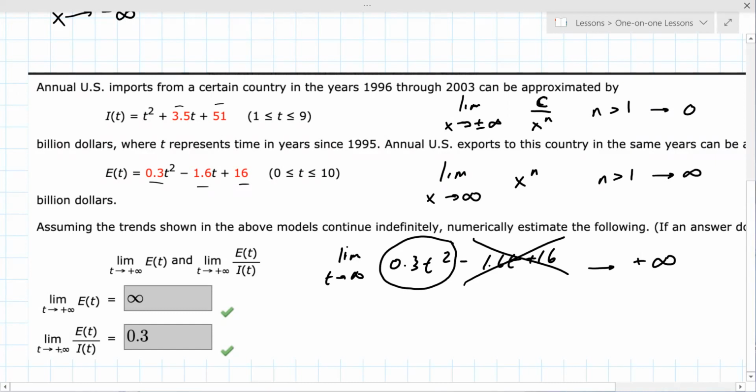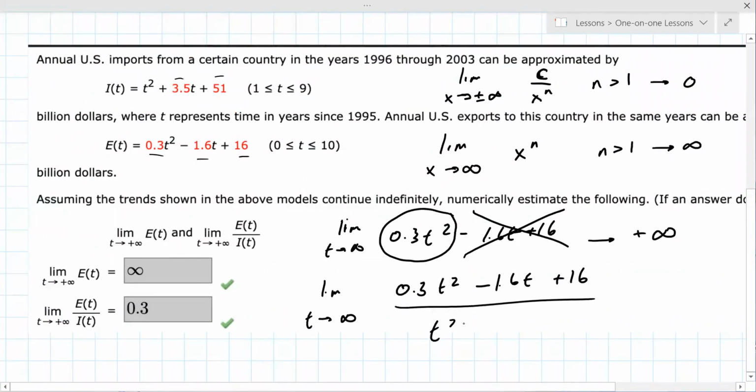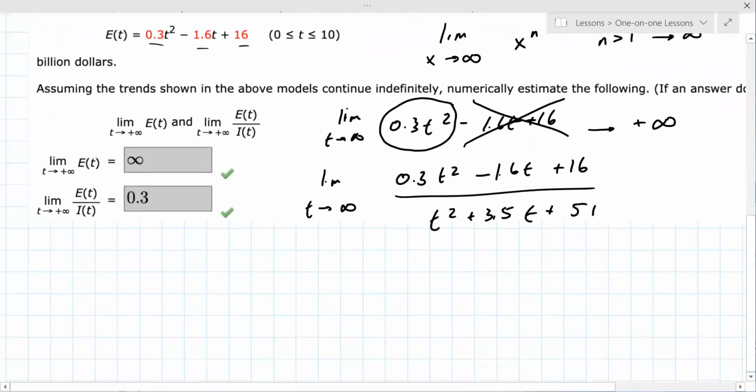So the next one here is the limit as t goes to infinity of E of t over I of t. So it's 0.3t squared minus 1.6t plus 16 over t squared plus 3.5t plus 51. Now, do you need to show work on this exam, or are you trying to do it in a way where you understand by showing work? Because there's a few shortcuts if you don't need to show work. I took Math 210 last semester too, and I just remember the shortcut, but I would like to be able to show the work.